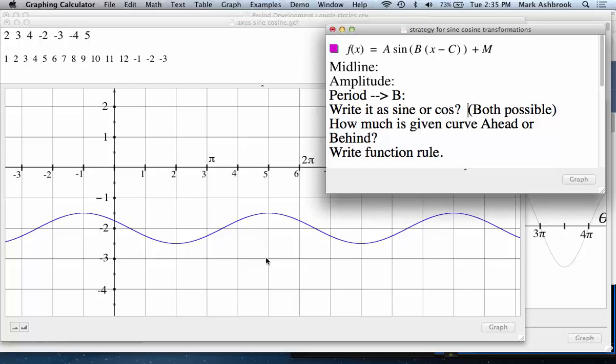Okay, midline. What's that? Negative 2. So if we want to write that as the equation of a line, y equals negative 2. What about the amplitude? 0.5. What did you count for the period here? So what's our interval of input that gives a full cycle of output? 6. And then b times 6 needs to reach 2 pi. So what's b? Solve for b, pi over 3.